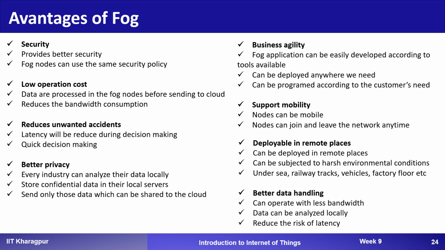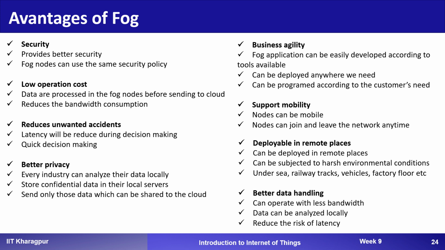Now these are some advantages of using fog computing. First one is your security. Fog computing provides better security, and fog nodes can use the same security policy as used by your cloud computing in order to secure the data from the intruders. The next is low operational cost. The data are processed in the fog nodes before sending to the cloud, so it will reduce the bandwidth consumption, and as bandwidth consumption is less in case of fog, operational cost will also be less.